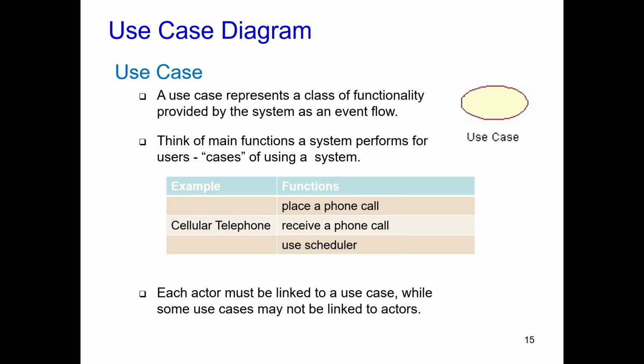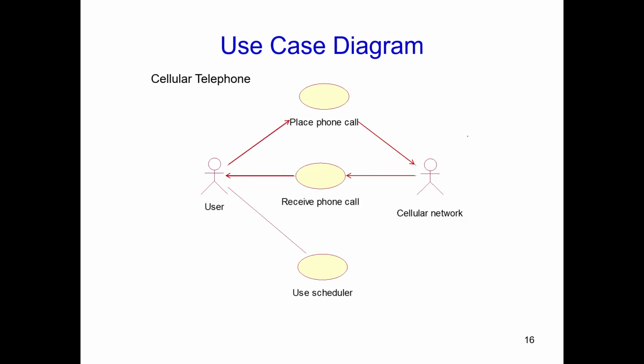So here's an example. As you can see here, there are two actors: the user and the cellular network. And the system that you're trying to represent is a cell phone.